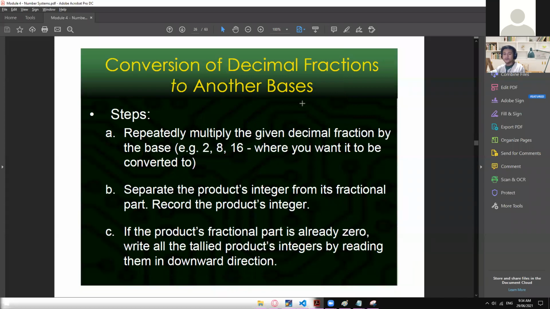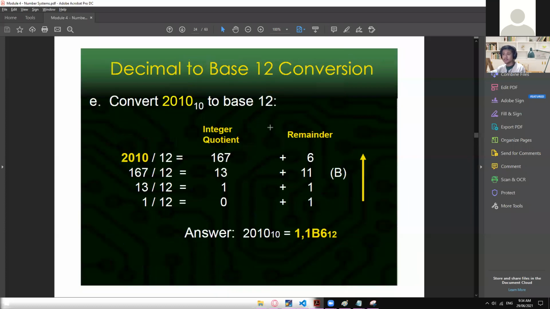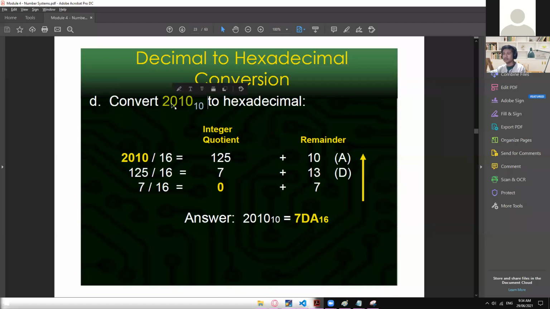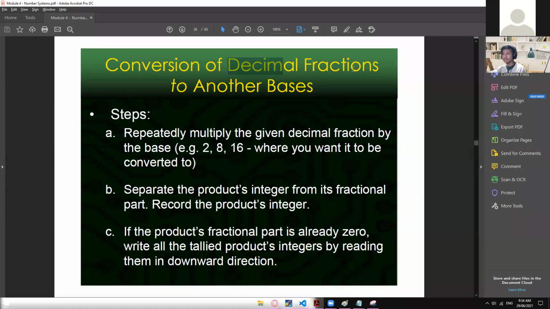Okay, so the next topic here is conversion of decimal fractions to another base. Before, we had whole number decimals, but in here we now have a decimal fraction, or one that literally has a fractional part. So here are the steps.